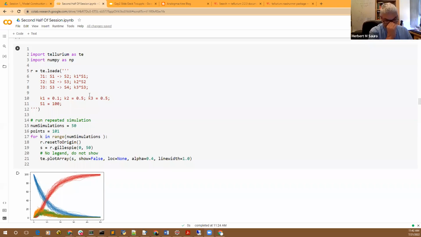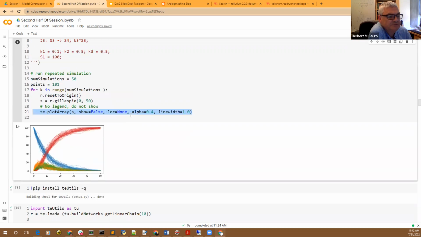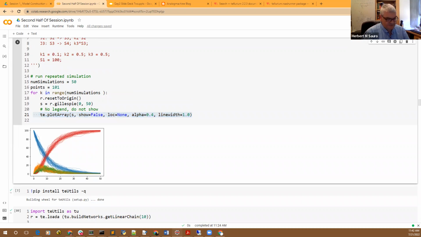I can show you one example of what I did just now. Let me just share this with you, which did work. This example here was just to show a stochastic simulation, and this is where I am using the plot array. So I've got the model here, and I'm going to do 50 simulations. There's a thing called the Gillespie that does the stochastic simulation. And all I'm doing is plot array show equals false. That's all I'm doing.